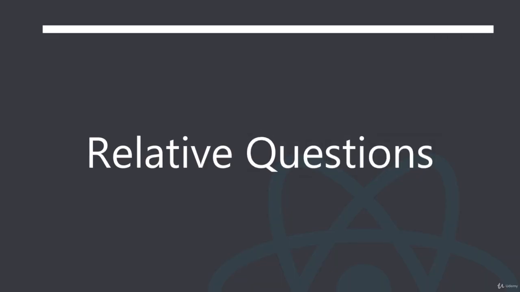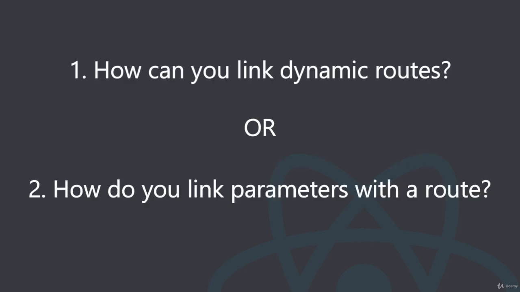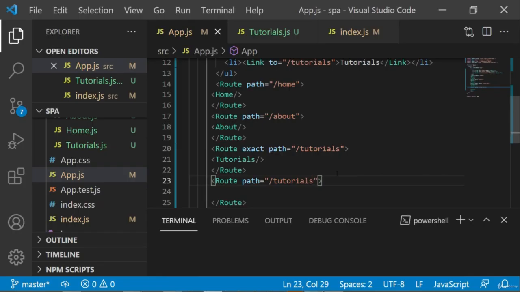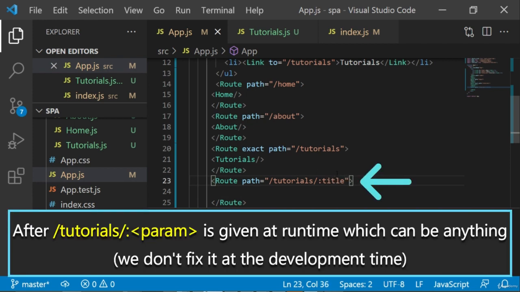Let's talk about the related questions now. How can you link dynamic routes, or how do you link parameters with a route? To add dynamic parameters to the route URL, you just have to use a colon and the parameter name. As we saw in this example where title is the parameter, it means after tutorials/ the param is given at runtime, and it can be anything. We don't fix it at development time.